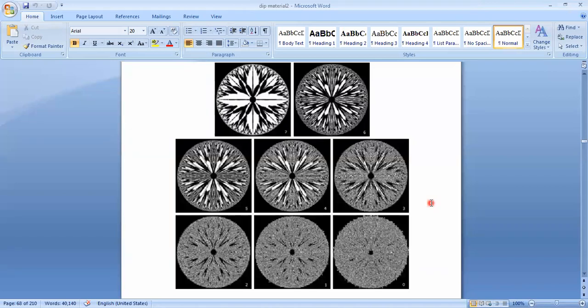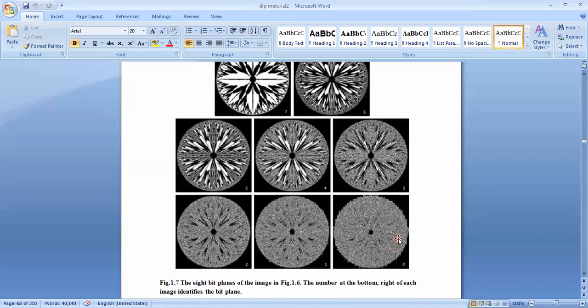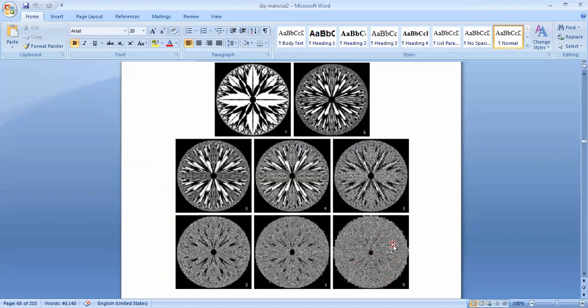You see, this image is formed with B0 bits. This is formed with B1 bits, B2 bits, B3 bits, B4 bits, B5 bits, B6 bits, B7 bits.